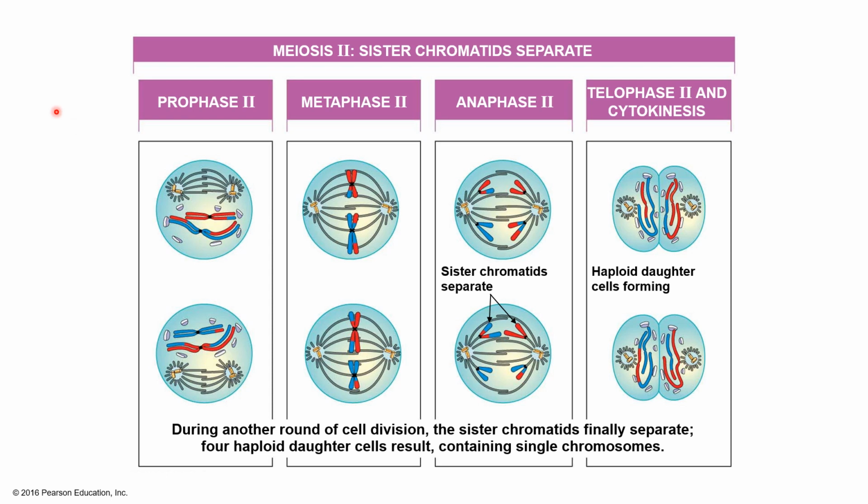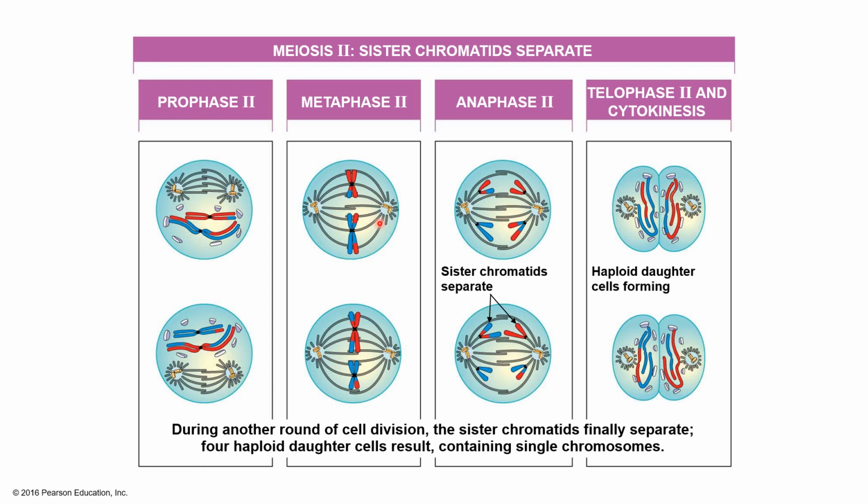And so we enter into prophase 2 right away. We don't repeat interphase. So you enter into prophase 2 right away. What happens during prophase 2? The nuclear envelope breaks down, and the spindle fibers are going to be formed. No crossing over. So crossing over only happens once, and that is during prophase 1.